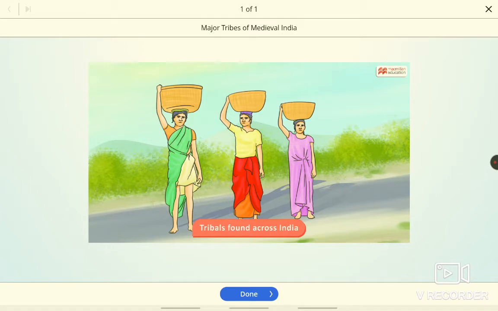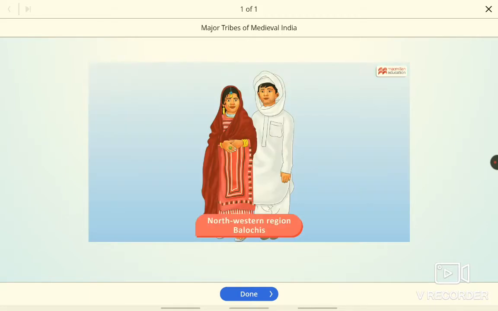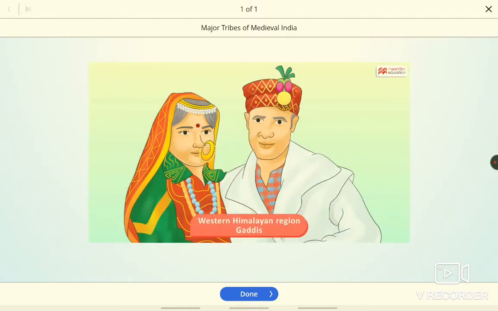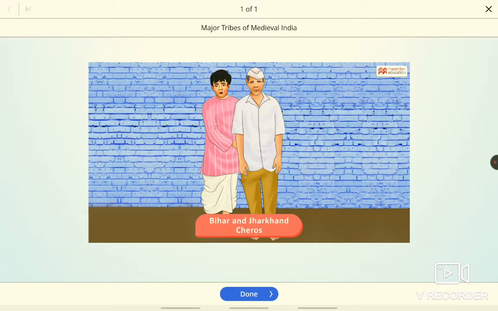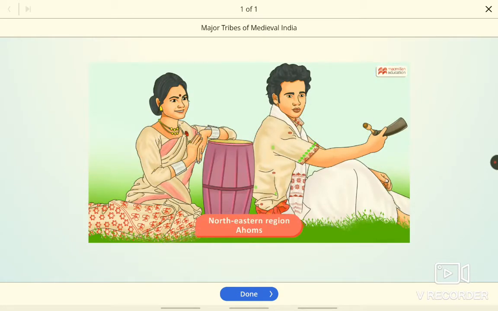Tribals are found across India. Even though they lived in jungles, they also migrated periodically like nomads. In medieval India, the major tribals were Balochis in the northwestern region, Gaddis in the western Himalayan region, Cheros in the present-day Bihar and Jharkhand, Ahoms in the northeastern region. The Ahoms migrated from Myanmar in the 13th century and established their own kingdom.